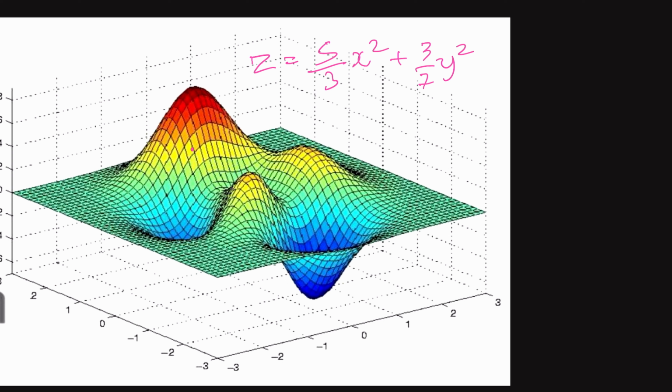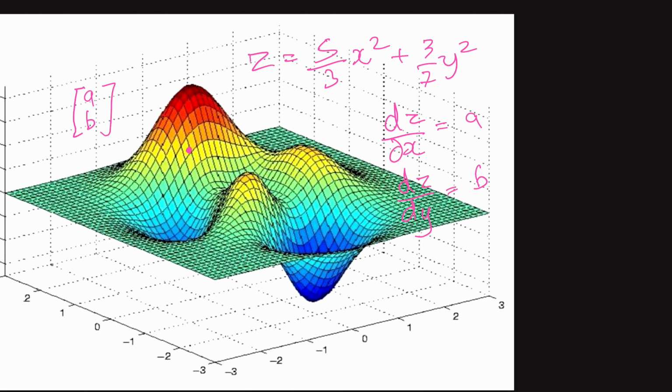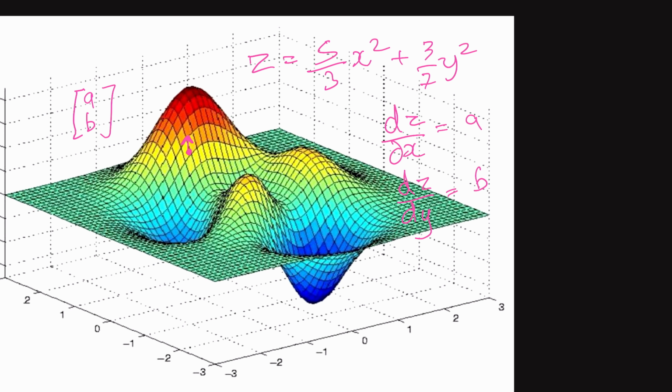So let's say we have this point on the z function. If we take the partial derivative of z, that is dz by dx, and let's say we got a for that, and dz by dy, let's say we got b, we get a and b for this point. We put it in a vector. That vector shows us the direction of the greatest, steepest ascent. It shows us the direction of uphill. But what we're trying to do is find the direction of downhill because we want to reduce our cost function.